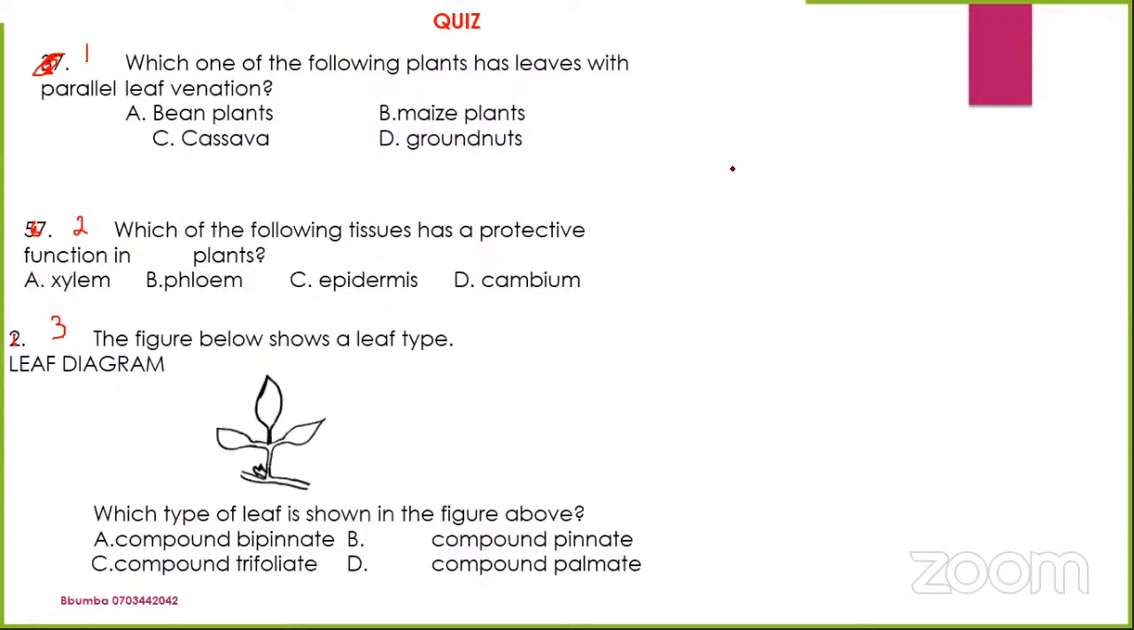Which one of the following plants has leaves with parallel leaf venation? B, maize plants. Okay, why do you say maize plant? Yes, the maize plant has parallel veins. That is correct. But maybe you could answer what we mean by parallel leaf veins. Those are veins which never meet, but for network venation they meet and form a network. Now we can go to another.